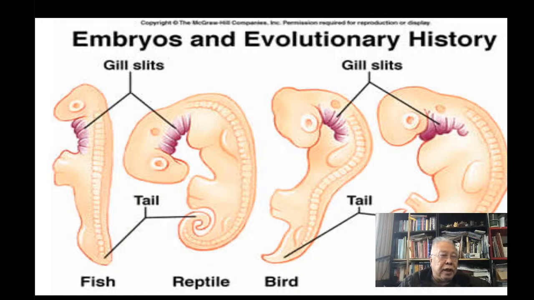We still have a little bit of tail, although the tail, being useless, has shrunk to a very small size. But in the end, there are some humans who still have a little tail, though obviously not many, because the tail is not useful anymore. And the reason that we have a slit between the mouth and the nose is because of the gills. By now, our gills are stuck together, but that's because we evolved from fish.